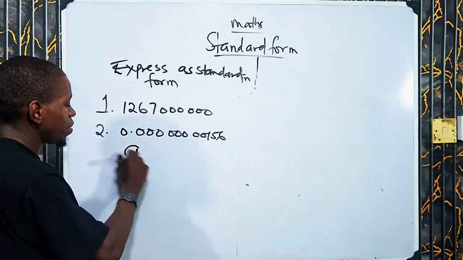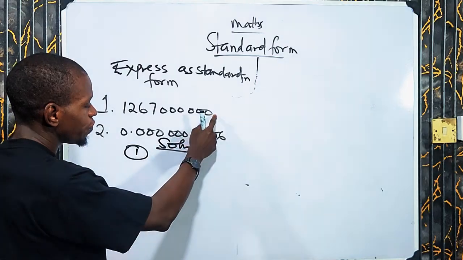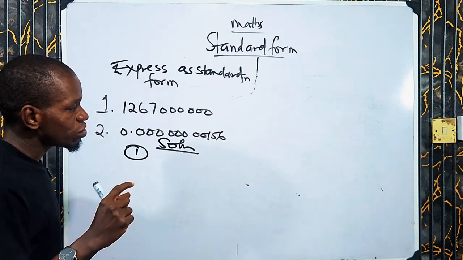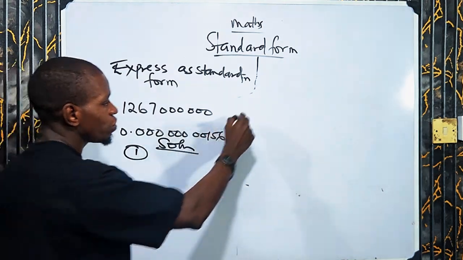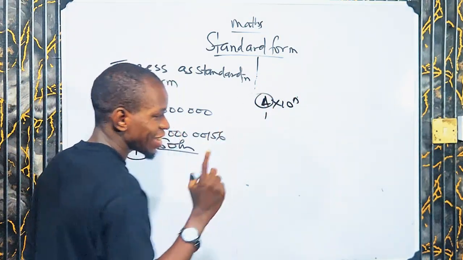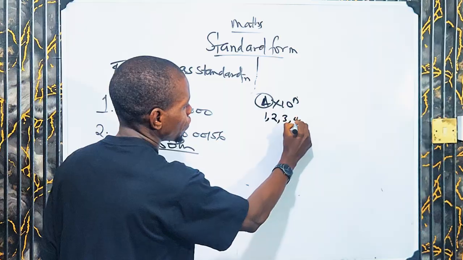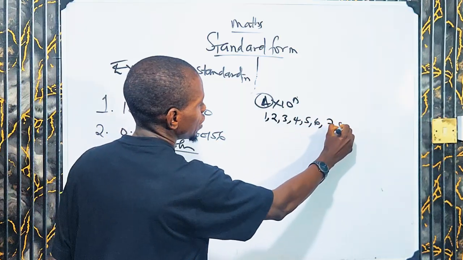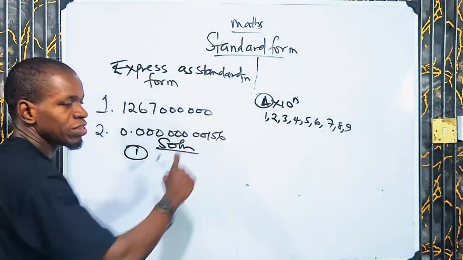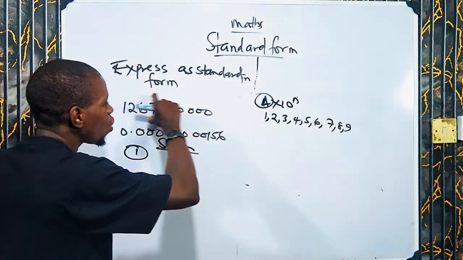So since the point is at the back for the first question, I'm going to move it from back to front. Why am I moving it from back to front? Because according to the rule, the number that we're going to have here must be either of these: 1, 2, 3, 4, 5, 6, 7, 8, 9. Just a single one of these numbers, not the whole numbers. Pay attention. What did I say? It is going to be either of these numbers, not the whole numbers.